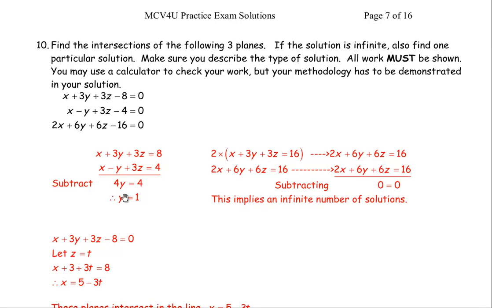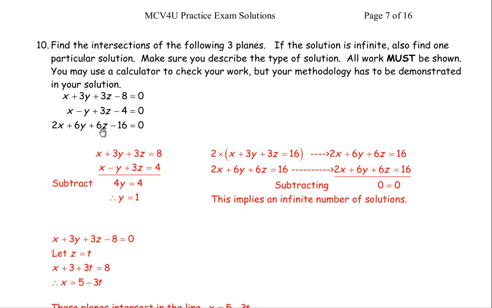It kind of looks like there might be a unique solution here because y is 1, but that doesn't actually mean it has to be. We just know that y is 1. So I'm going to try to eliminate z again, but with a different pair of equations.